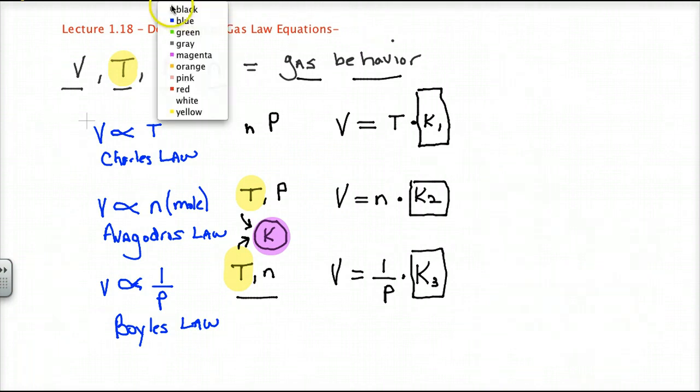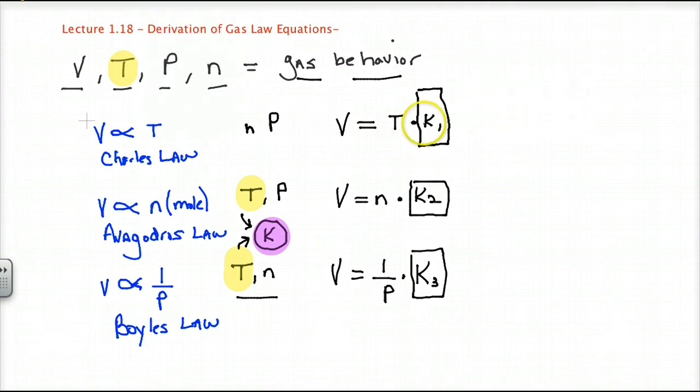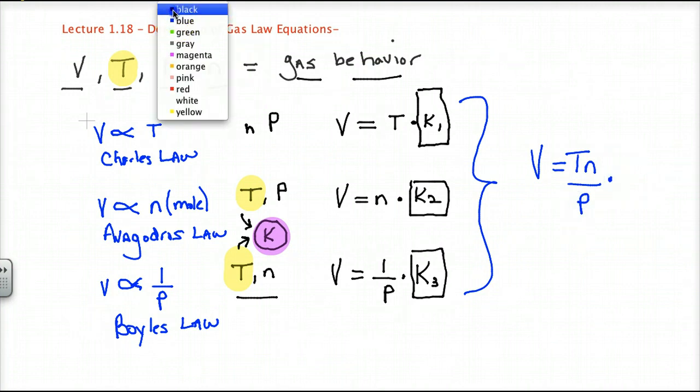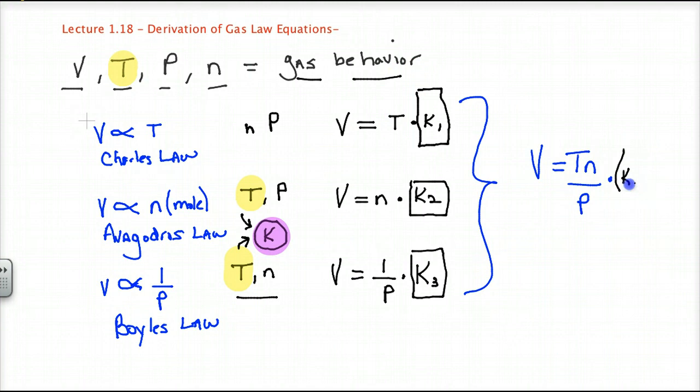Okay, let's put these equal relationships with our constants together. So let's put this all together, and volume is equal to temperature times moles over P times our what? Our constants. And this time it's K1 times K2 times K3. Now, we multiply all these K's together, we get a major proportionality constant called R. R is called the universal gas constant.